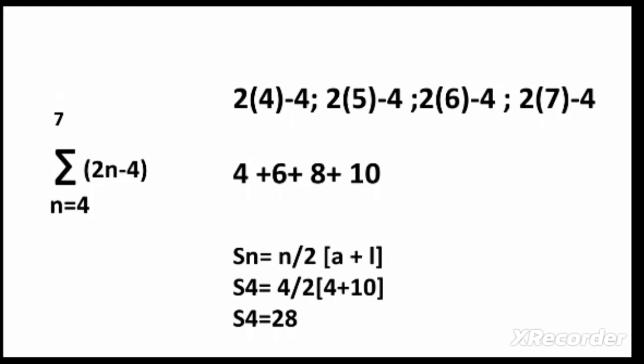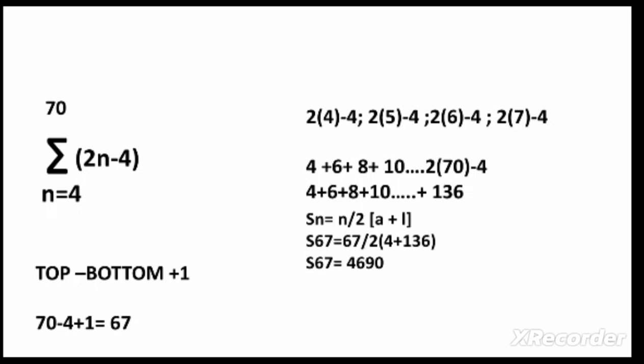But then you have to know what type of series this is. This is an arithmetic series, because the common difference is 2. 6 minus 4 is 2, 8 minus 6 is 2, and we also used the formula of the sum for an arithmetic sequence. So now let's move on to the next question.